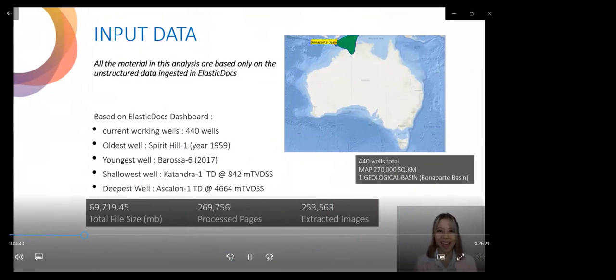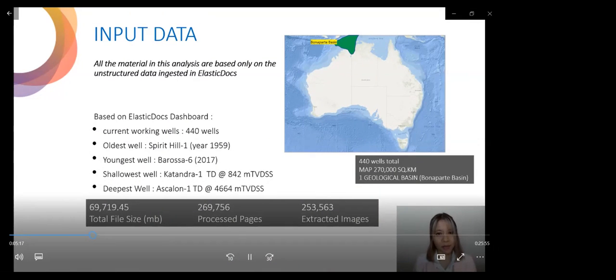Up to this point, I hope you have gotten the gist of Bonaparte Basin. Now, in this case study, bear in mind, all the materials are based only on the unstructured data that we have ingested into ElasticDocs. When I say unstructured data, it means the text reports. It can be in Word documents or PDF formats, and also the images such as map, stratigraphic chart, thin sections, and so on. Based on ElasticDocs dashboard, there are currently 440 wells available in our database.